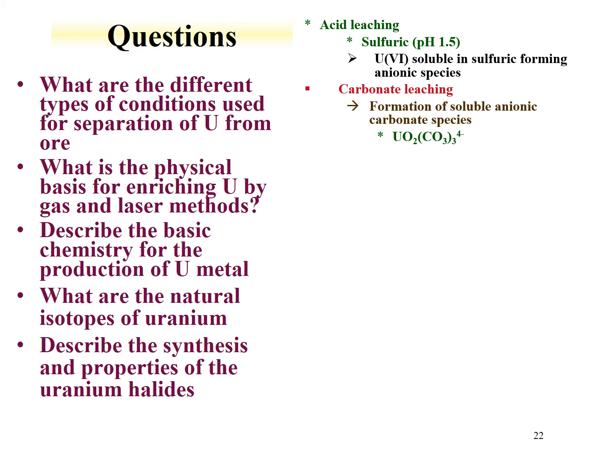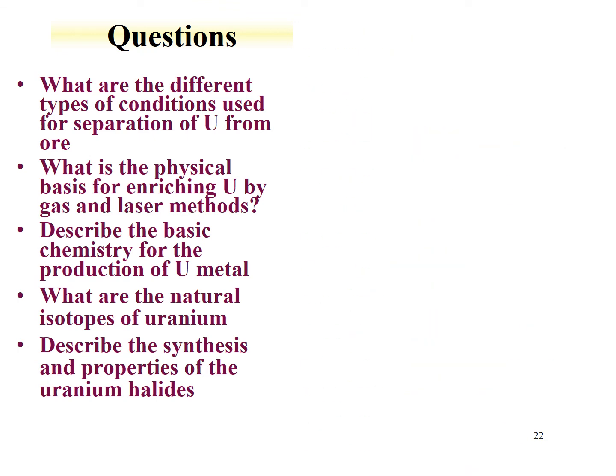So what's the physical basis for enriching uranium by gas and laser methods? And that's a cascade. In other words, that you have an enriched phase, which is then used as a feed for further enrichment. So it's not a single step, but many stages that's needed to do enrichment.